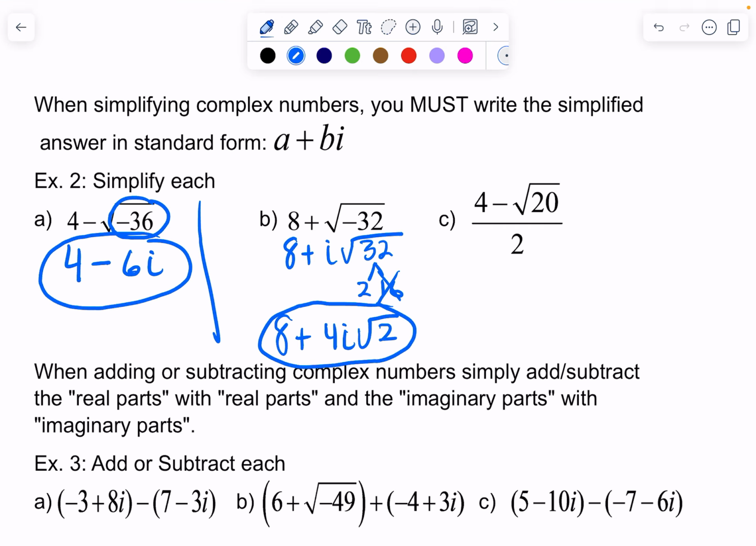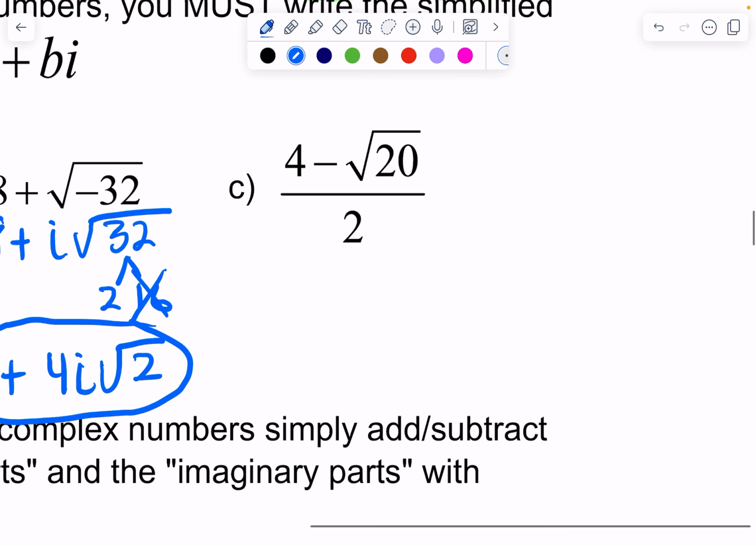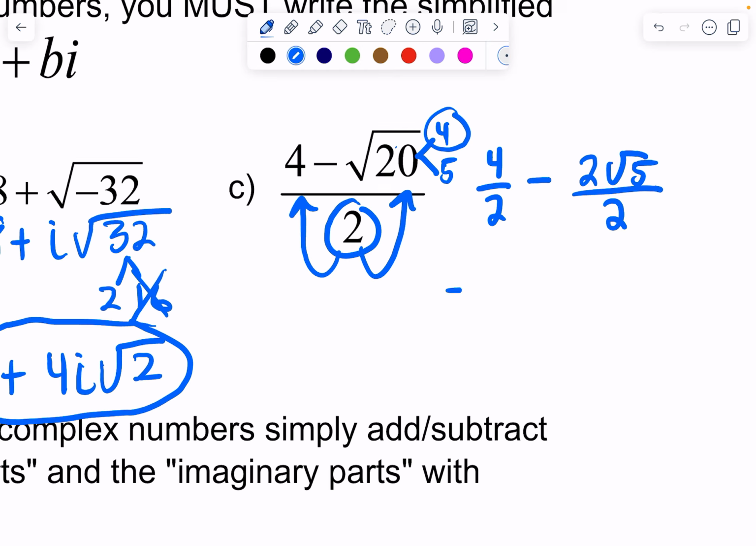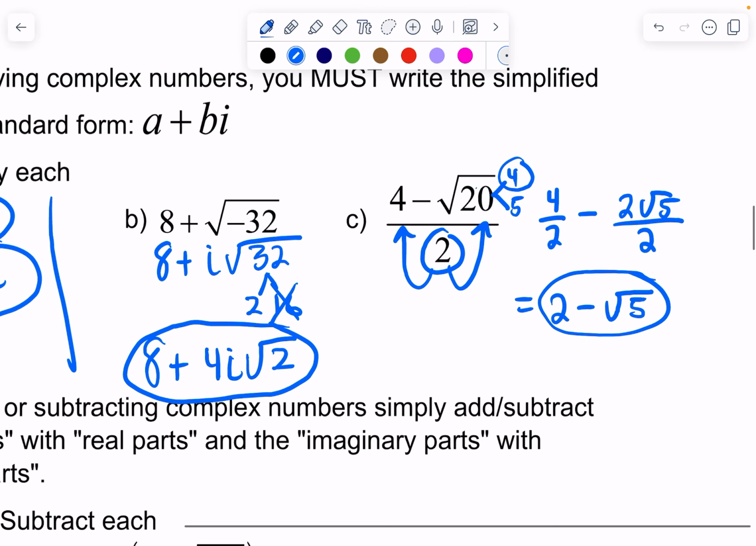4 minus the square root of 20, divided by 2. Please remember that this 2 in the denominator distributes division to both the 4 and the square root of 20. So you could rewrite this as 4 over 2 minus... remember that 20 is 4 times 5. So the square root of 4 is 2 with a square root of 5 divided by 2 as well. And that will equal 2 minus square root of 5. And there you have it.